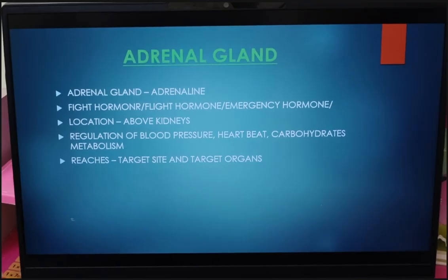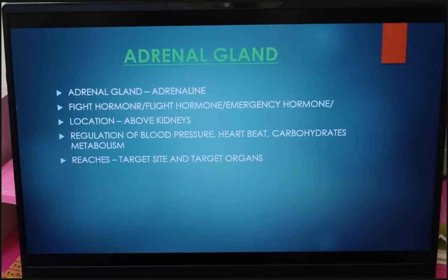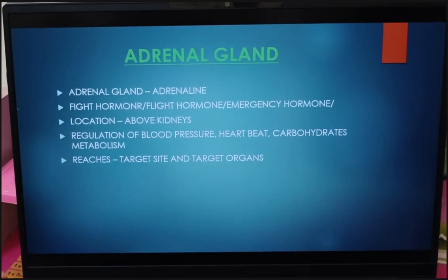Next is the adrenal gland. Adrenal gland secretes a hormone called adrenaline. This is also called the fight hormone, flight hormone or emergency hormone. I asked you a question in the beginning. We get excited sometimes and we get goosebumps when we listen to any music. It is all because of the adrenaline that is produced. So that is why they are called emergency, flight and fight.